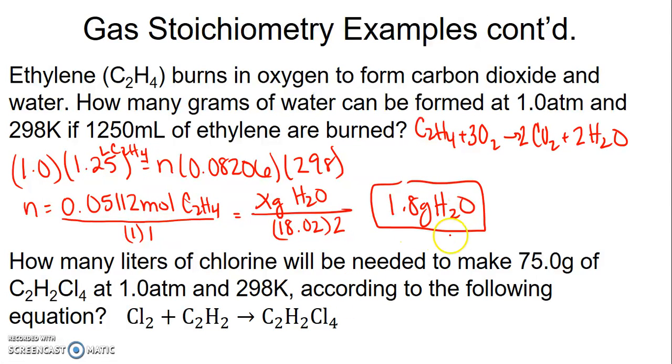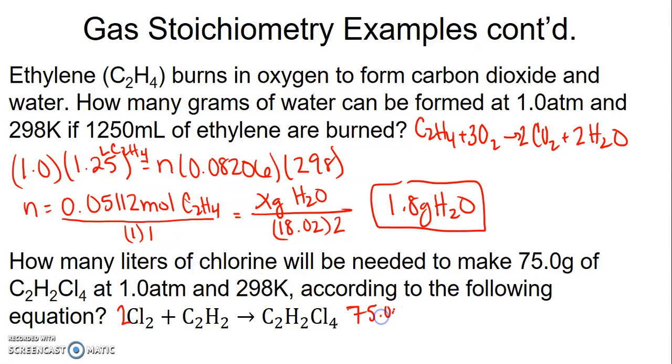And finally, this question, it is exactly the same. So we need to balance it real quick. And let's see, you're looking for liters of chlorine that will be needed to make 75 grams of the C2H2Cl4 at 1 atmosphere and 298 Kelvin according to this equation. Well, again, we are not at STP, so we're going to have to do stoichiometry and PV=nRT. We are given grams, and so we need to do stoichiometry first.